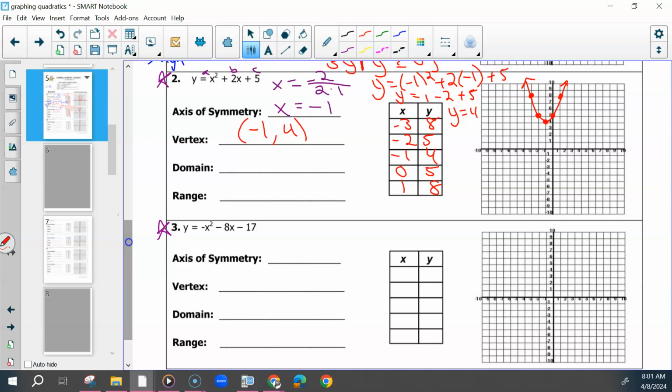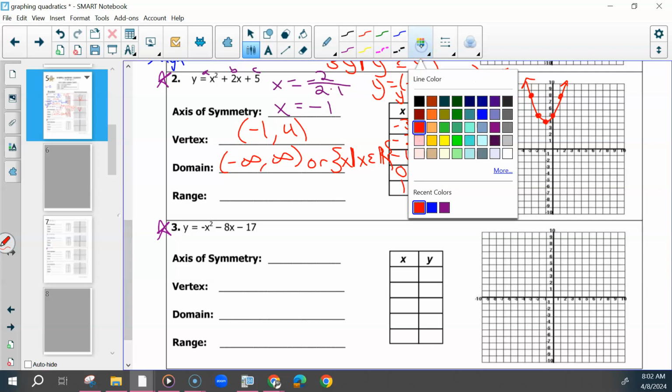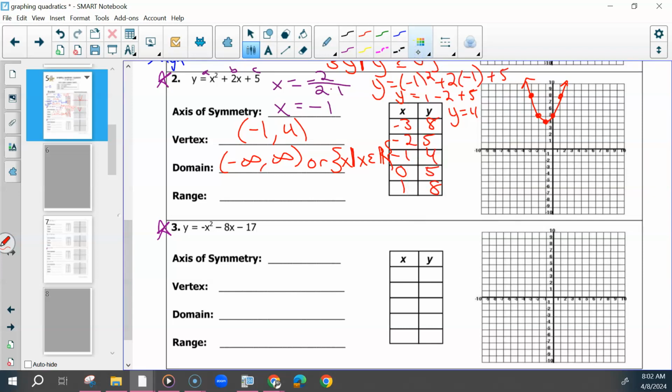What would our domain be? Correct. It's always the same. Negative infinity to positive infinity. I'm just going to put the other one just so we get in the habit of seeing it. Or x is an element of all numbers. Our range, this is facing up, so it's going to be something greater than or equal to.